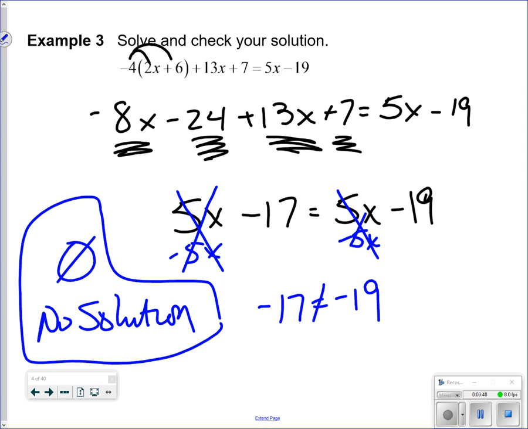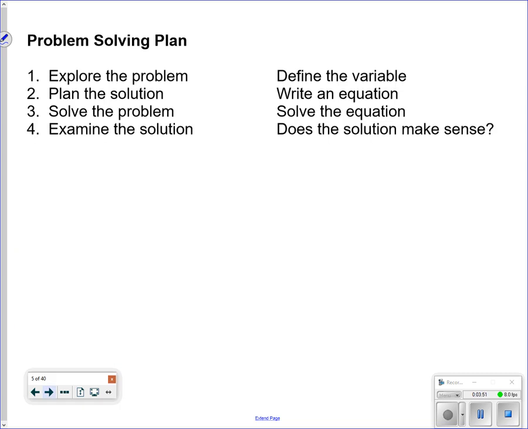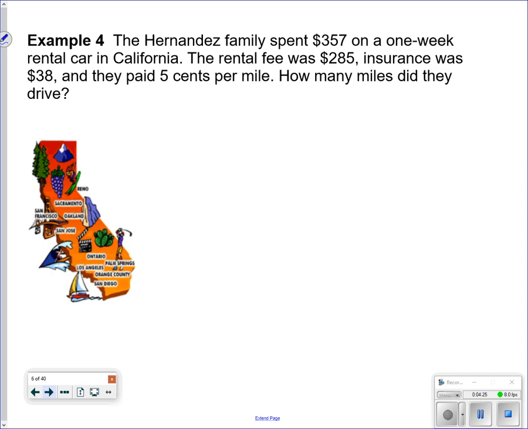So anytime you deal with a word problem, and I know some of you are going to cringe when I say word problem, just be patient here. Explore the problem, basically that means read it, and define the variable, meaning what are you trying to solve for. Then plan for the solution, basically meaning write an equation. Then solve the problem, meaning solve the equation. And then last, examine your solution: does your solution make sense? So when you're doing a word problem, read it, define a variable, write an equation, and solve it. So here we go.